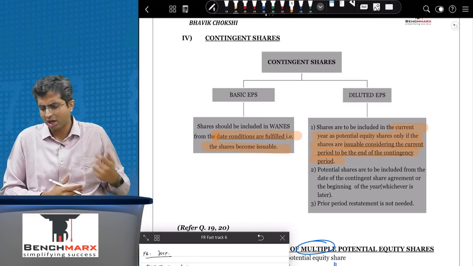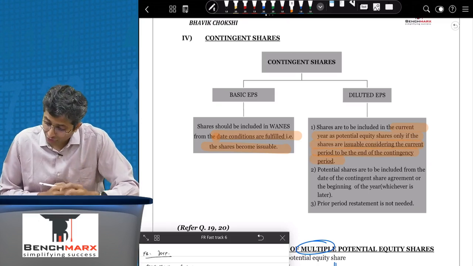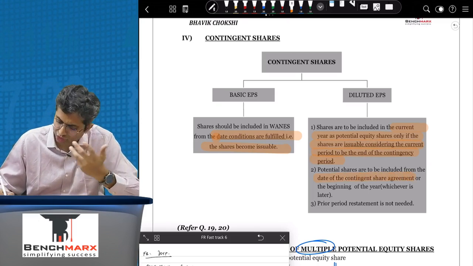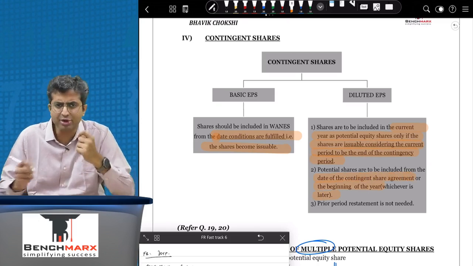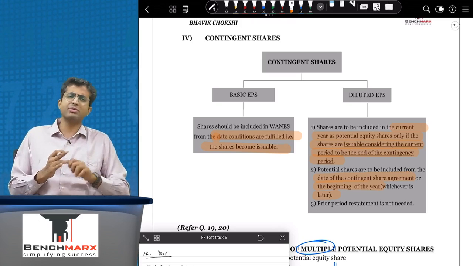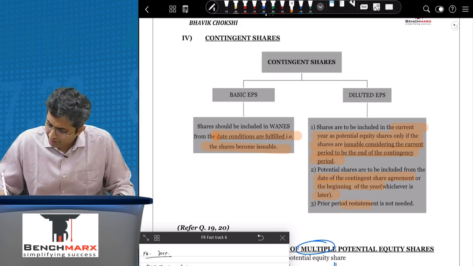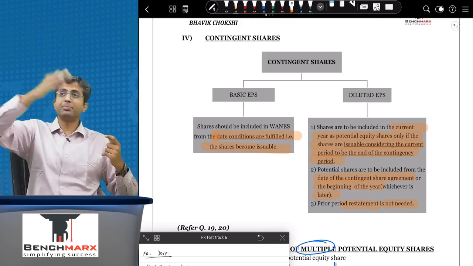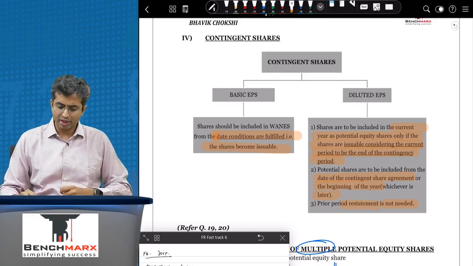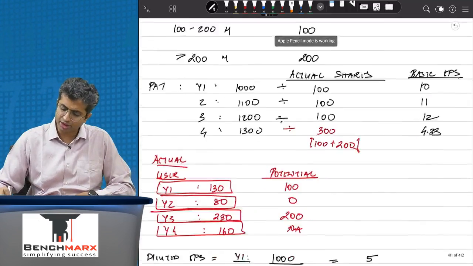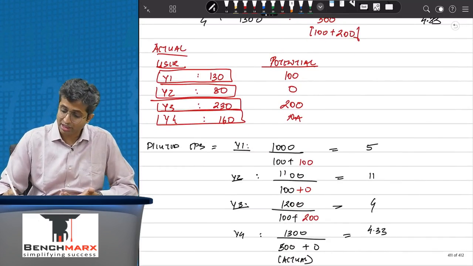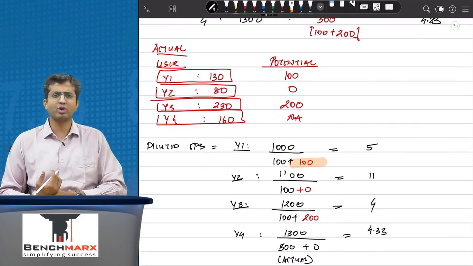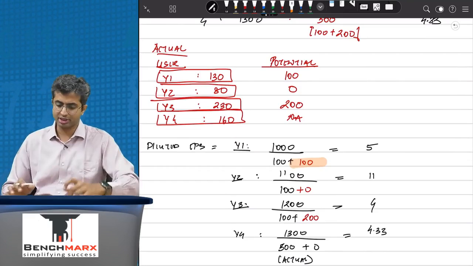Like in year 1, you included 100. Potential shares are to be included from the beginning or from the date of the contingent share agreement or the beginning of the year, whichever is later, because from the date the contingent agreement is signed, they become potential. Prior period restatement is not needed. Like in year 2, you say that right now it is 0. That does not mean in the previous year column you also consider this to be 0. No, in the previous year column this will continue to be based on 100 only, because that is based on an estimate which was done in the last year, which was correctly incorporated. There is no error and hence requires no retrospective restatement.